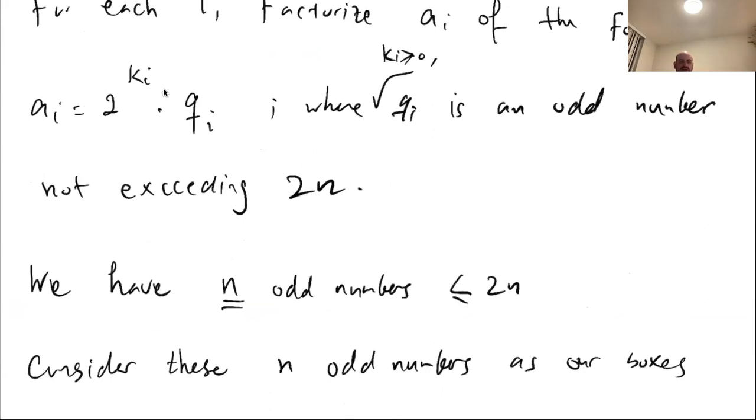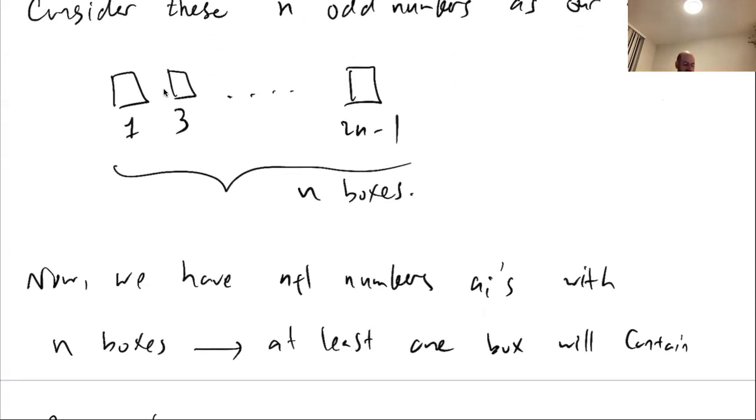What is the relation between AI and QI? They are the same, but to get the QI, you have to first take all the factors of 2 out. Then you will have QI. So we have n plus 1 AIs, therefore we have n plus 1 QIs. And each QI is an odd number, but I have n odd numbers in total. So that means 2 of the QIs will be the same, right? Because in at least one box here, I have to put the name of 2 QIs. For example, in the second box, I could have the name of Q2 and Q3.